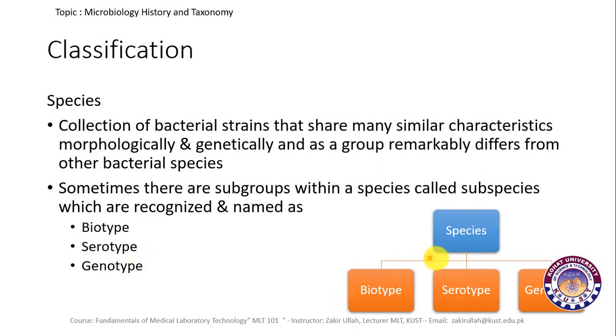When species are classified on the basis of their physical characteristics, these are called biotypes. If they are classified on the basis of different antigens, different proteins, they are called serotypes. And if they are classified on the basis of different genes, that is the genotype of the species.